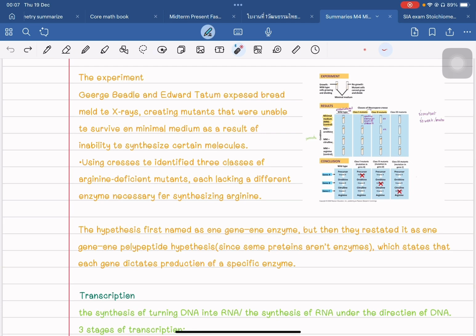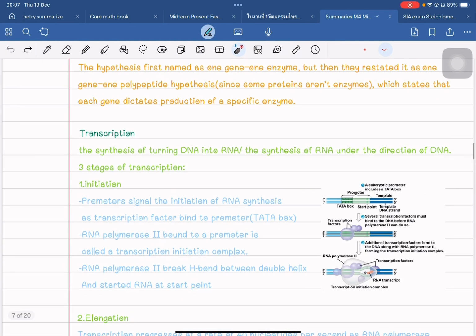The hypothesis was first named one gene, one enzyme, but then they restated it as the one gene, one polypeptide hypothesis, since some proteins aren't enzymes. This hypothesis states that each gene dictates production of a specific enzyme.